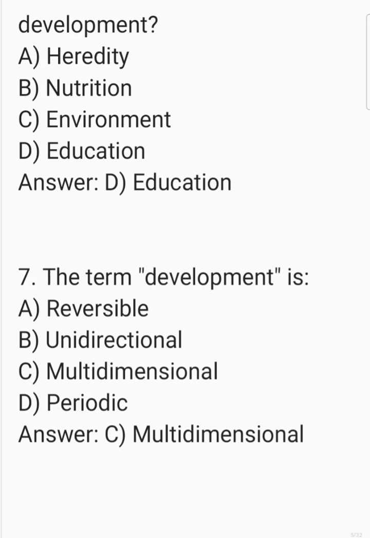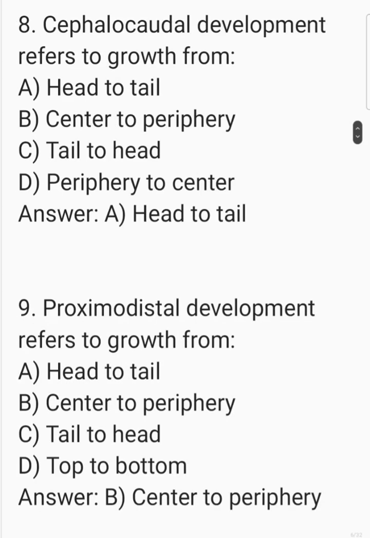Education. 7. The term development is A. Reversible. B. Unidirectional. C. Multidimensional. D. Periodic? Answer: C. Multidimensional. 8. Cephalocaudal development refers to growth from A. Head to tail, B. Center to periphery, C. Tail to head, D. Periphery to center. Answer: A. Head to tail.